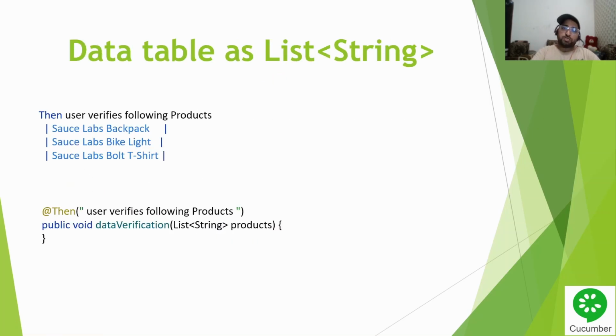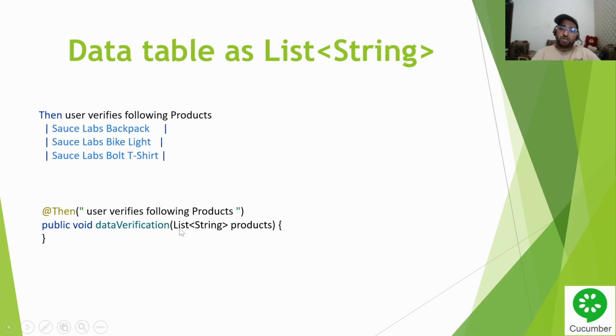Now let us try to understand how to use data table as list of string. Suppose on this Sauce Demo app itself, after logging into the application, I want to verify these three products, right? So if you take a look at this, this is one string, this is second string, and this is third string. So we can call it like list of string.